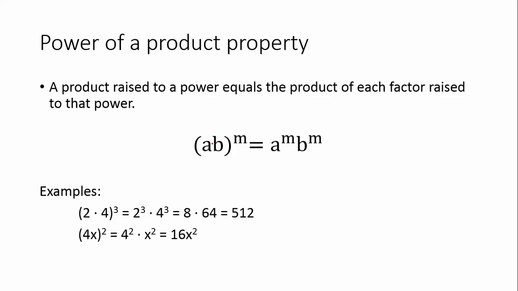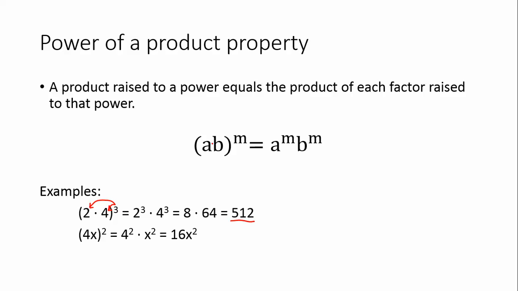So in the example here, we have 2 times 4, all being raised to the 3rd power. Well, that's the same as taking 2 to the 3rd and 4 to the 3rd. Well, 2 to the 3rd is 8, 4 to the 3rd is 64, 8 times 64 is 512. And in your homework, you'll be expected to go all the way down to the number.